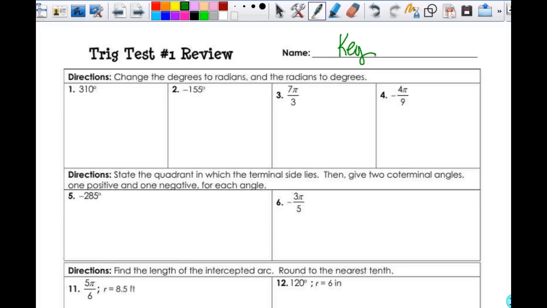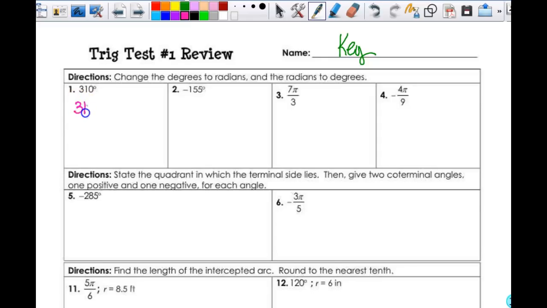All right, so we're going to change the degrees to radians and the radians to degrees. When you do this, there is a conversion factor that you can use. If you can figure out the reference angle, and it's one that you should know from the unit circle, then you can use your unit circle knowledge to help you, but it's not going to help you on all of them. So this 310 degrees, the reference angle would be 50, because that would be the acute angle that would get me back to the x-axis. And 50 is not one of my special angles, so it doesn't help.